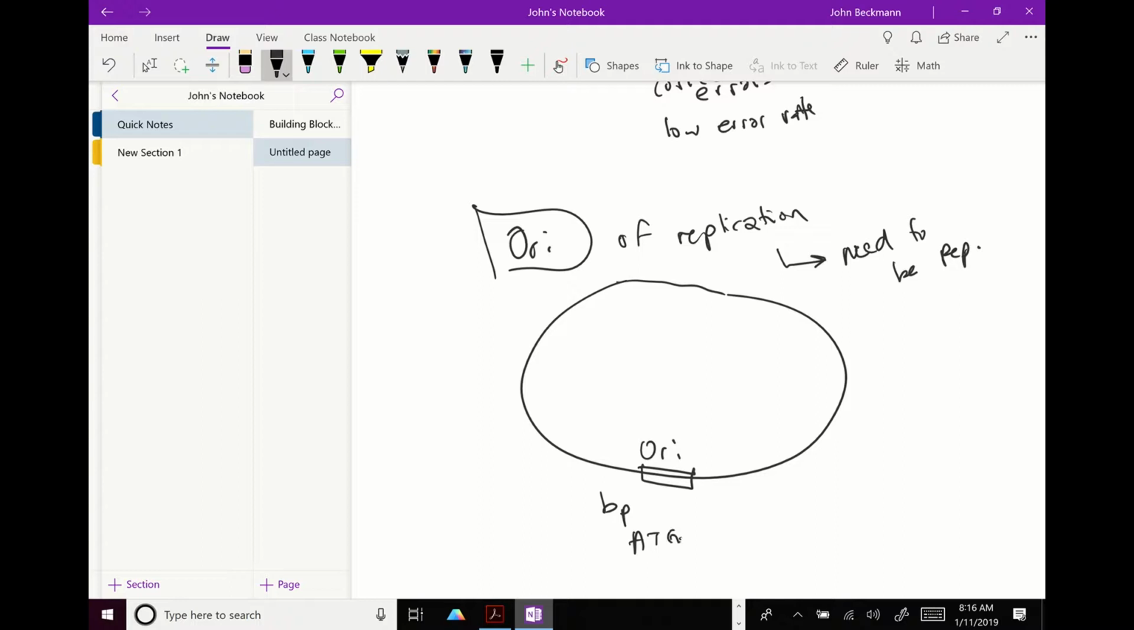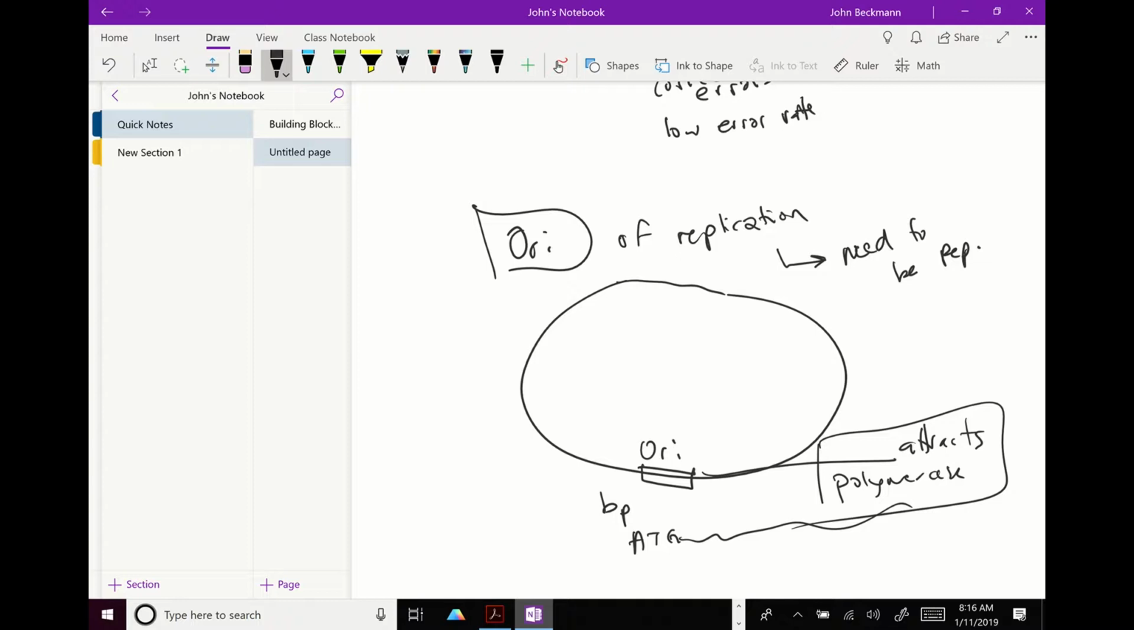Random variable that attracts the polymerase. Now I'm simplifying that. Okay, there's much more complexity here. Like this protein recruits that protein, but eventually it attracts the polymerase. Okay, so the origin is basically a flag that tells the polymerase, start replicating here. Okay.